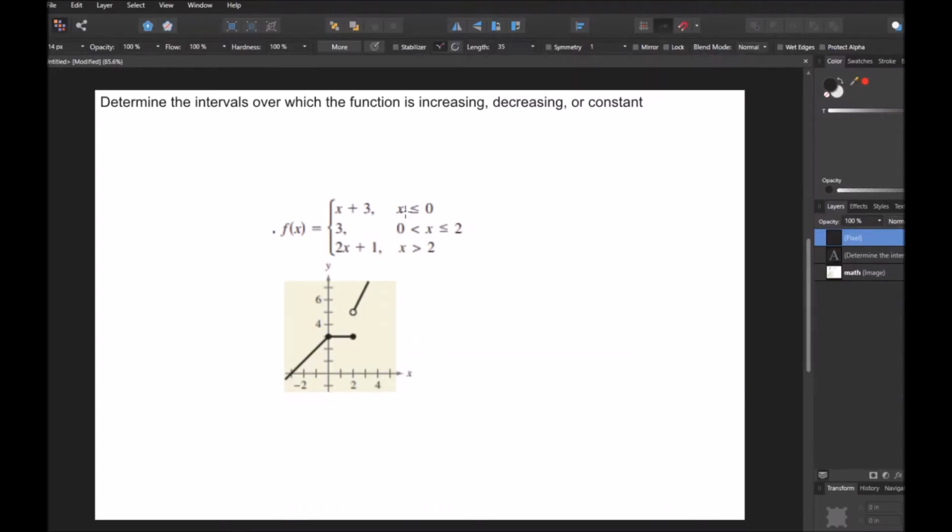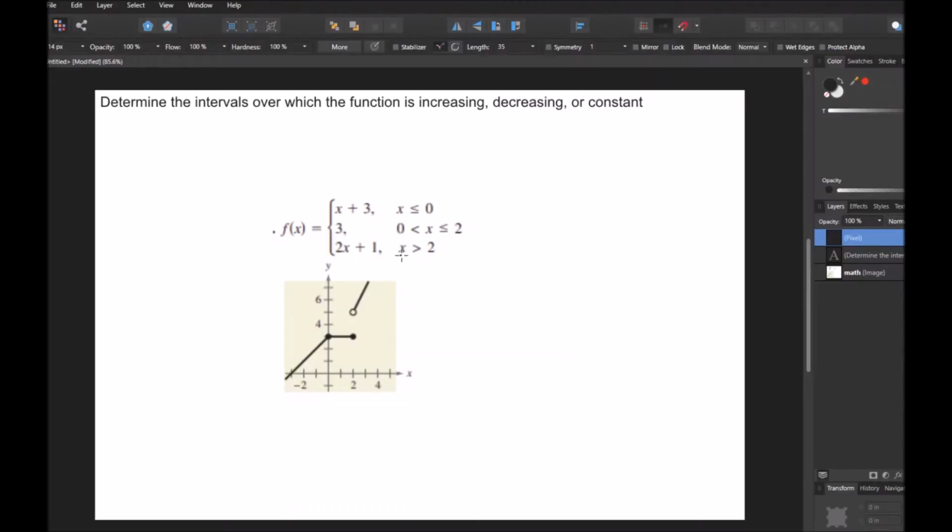So for example, when our x value is less than or equal to 0, our function is going to be represented by x plus 3. When our x value is greater than 0 but less than or equal to 2, our function is going to be represented by 3. And when our x value is greater than 2, our function is going to be represented by 2x plus 1. And of course we have this graph here that graphically depicts this piecewise defined function.